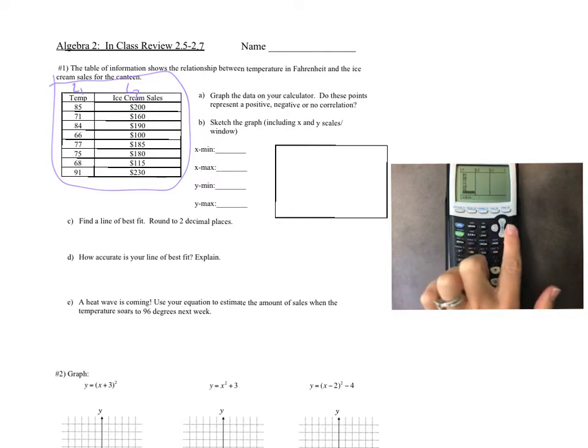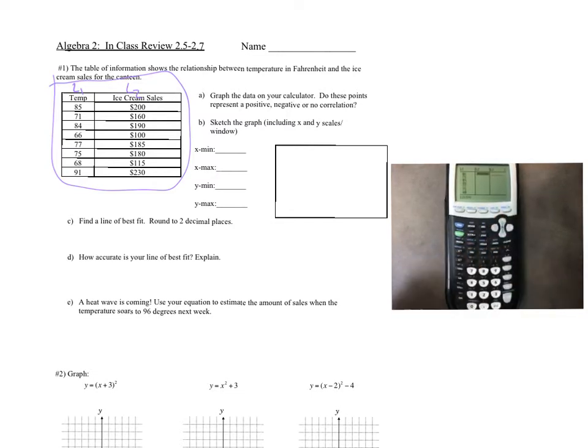Okay, then arrow over to the right to get to L2, and then L2 is 200, enter, 160, 190, 100, 185, 180, 115, and 230. Okay, notice my lists are the same length. That's what we want. Then we know we have corresponding parts that are matching up here.